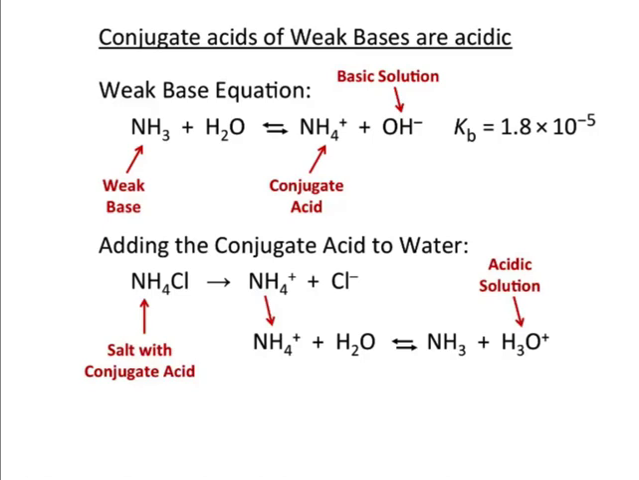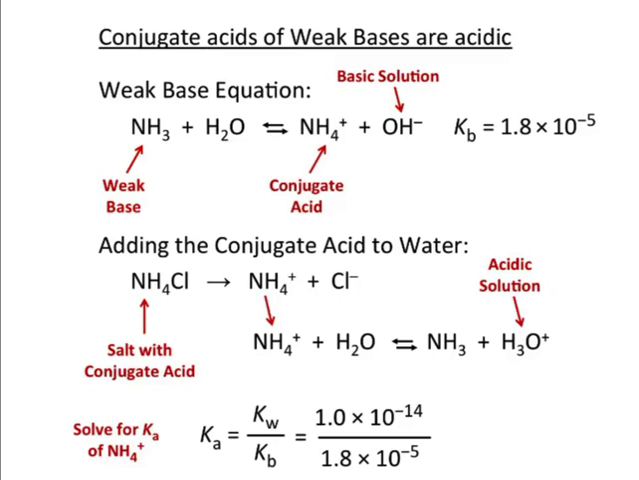And so if we want to see what the Ka for this conjugate acid is, we take the Kb of ammonia underneath the Kw, and then we'll see that we get 5.6 times 10 to the negative 10th, and that is bigger than 10 to the negative 14, and so this is going to function like an acid.